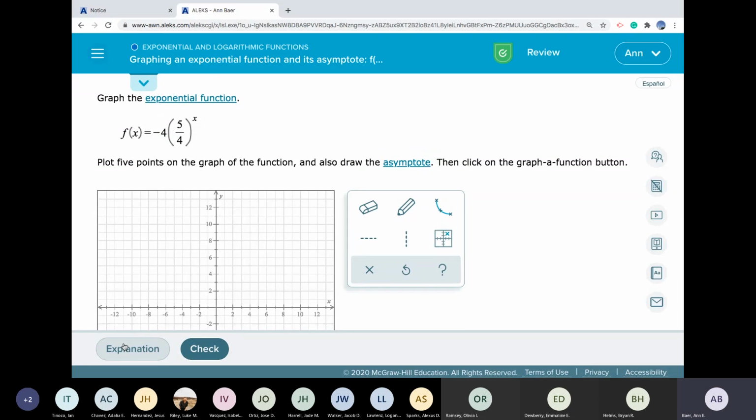Graph that exponential function. Notice what's different about this one. It's got a coefficient of -4 out in front. So let me copy down what we need to copy down here, which is really the function f of x equals -4 times (5/4) all raised to the x. Of course, the -4 is not raised to the x, just the 5/4. And we're going to make a t-table. So we're going to want -2, -1, 0, 1, and 2 for our x-values.